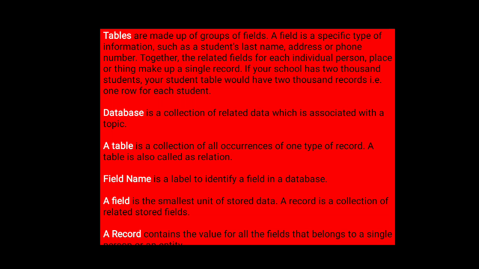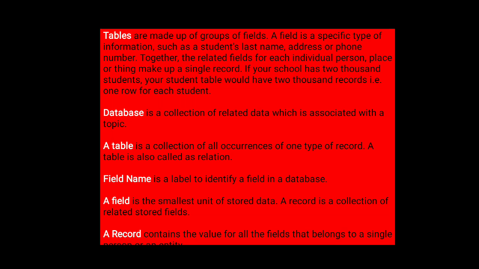Next, tables are made up of groups of fields. A field is a specific type of information, and a field is the same type of information such as name of all the students. Next term is a database.